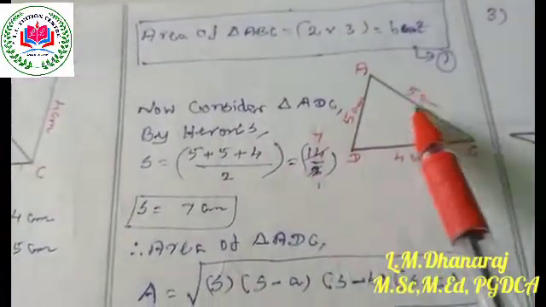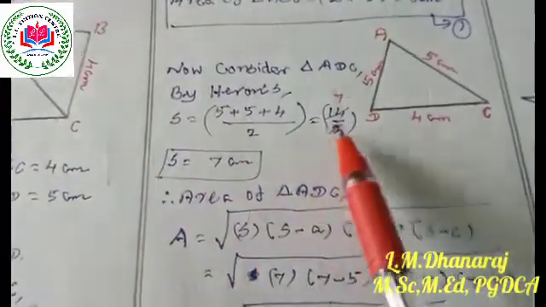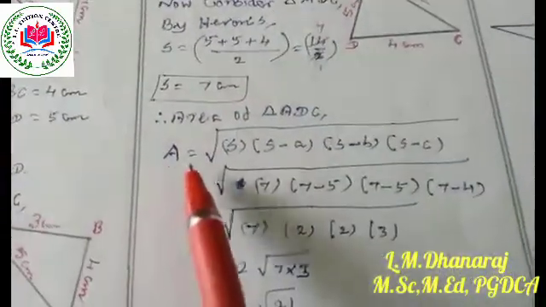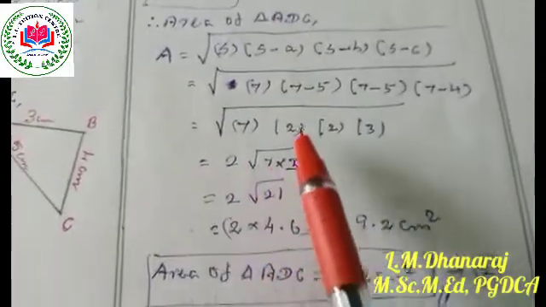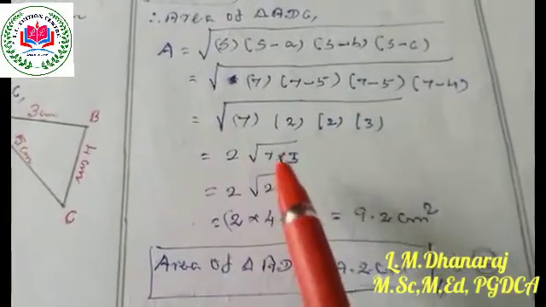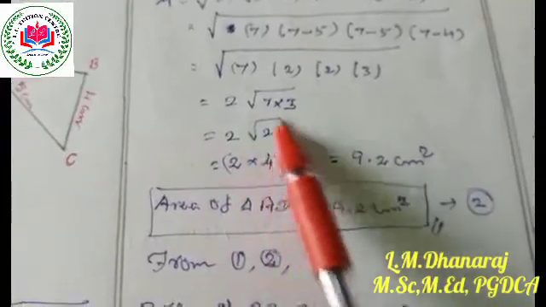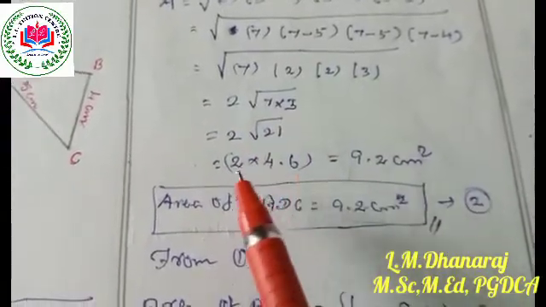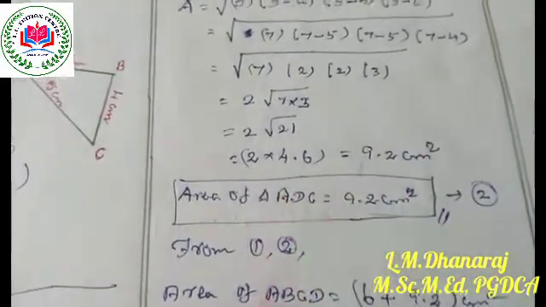The sides are 5, 5 and 4 centimeters. Here we can find S is equal to 7 centimeters by cancellation. The area, by substituting the values, S is 7 and A is 5 and B is 5 and C is 4. So 7 into 2 into 2 into 3. There are two 2s, so one 2 can be taken out from the square root. The unpaired are 7 and 3. So 2 root 21. The approximate square root value for 21 is 4.6. By multiplication we will be getting 9.2 centimeter square. This is the area of ADC.